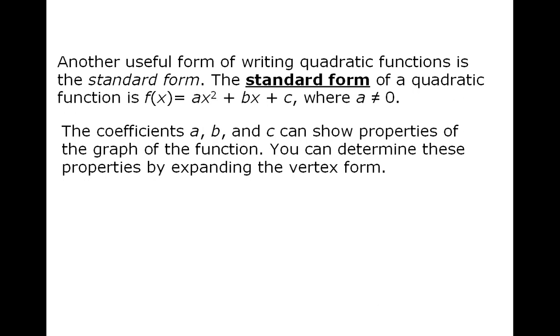Another useful form of writing quadratic functions is the standard form. The standard form of a quadratic function is f(x) = ax² + bx + c, where a does not equal 0. The coefficients a, b, and c can show properties of the graph of the function. You can determine these properties by expanding the vertex form. So remember, the vertex form is a(x - h)² + k.